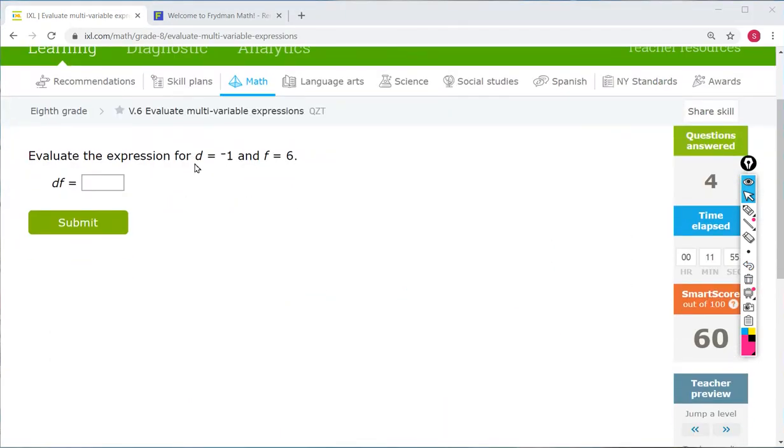Evaluate the expression df when d is equal to -1 and f is equal to 6. So here we go. df, we're going to plug in -1 here. We're going to plug in 6 over here. Now there was no plus sign or negative sign over there, so we are going to multiply these numbers.